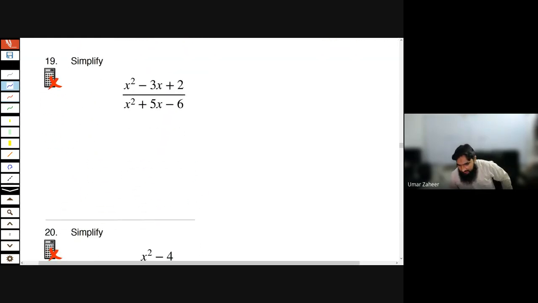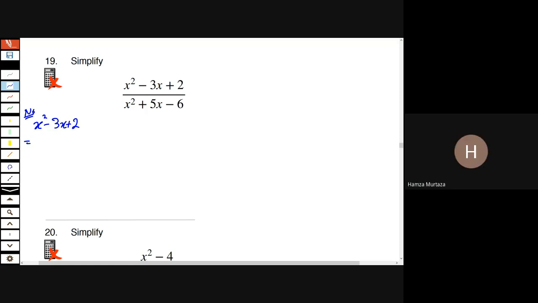Now look at here. In the numerator and denominator, in both of them, we have a quadratic expression. This means that we need to factorize the numerator first. We have to factorize the denominator as well. In the numerator, we have x squared minus 3x plus 2. What are the possible factors? Or what is the first step, Daniel?